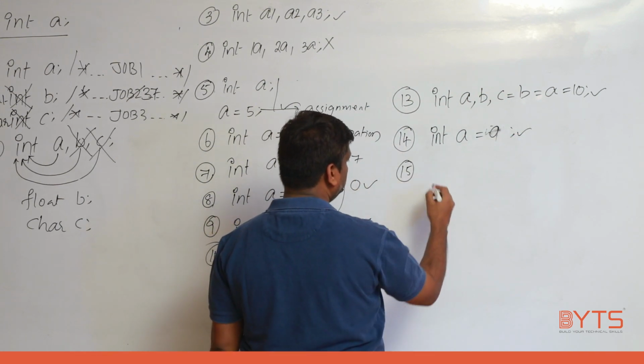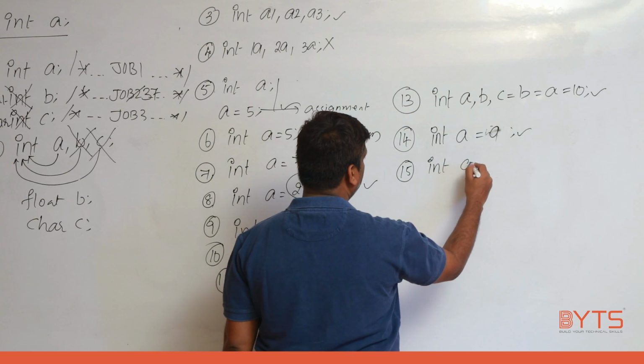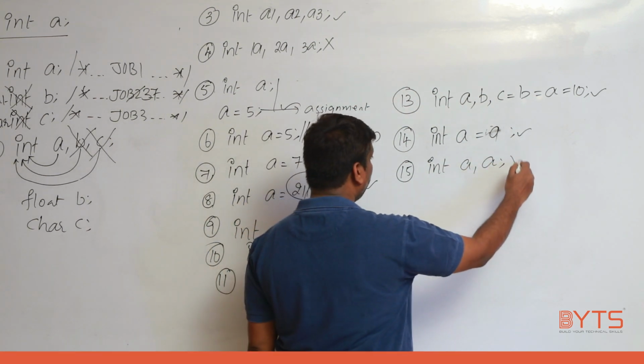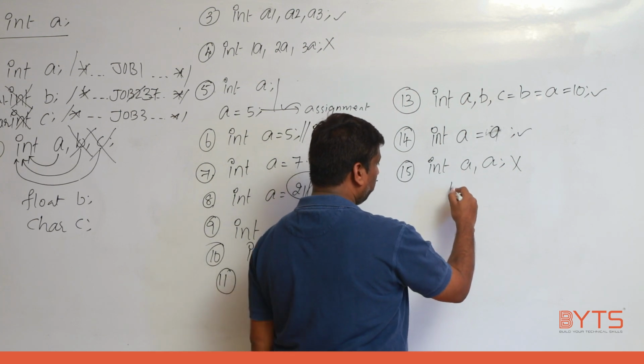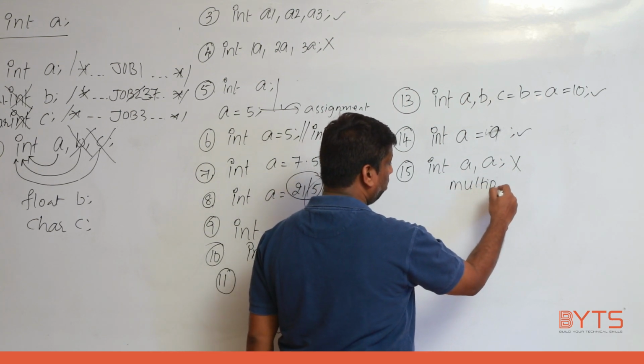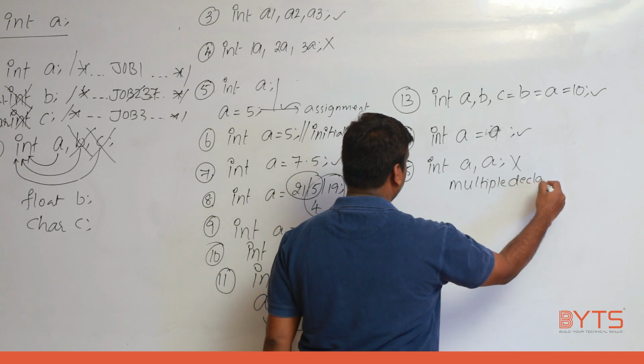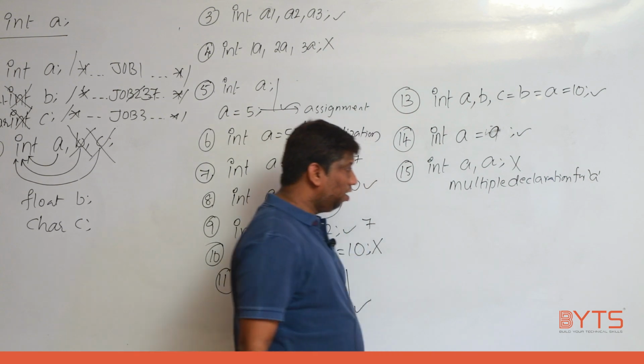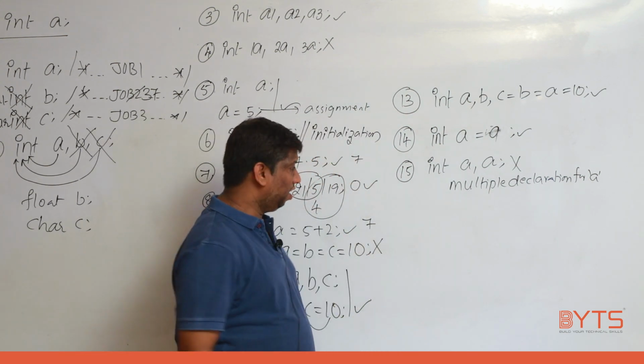15th one. So here, int a, a. Is this valid or not valid? Not valid. Why not valid? Two variables cannot have the same name. The error we are going to get is multiple declaration for a. What error are we going to get? Multiple declaration for A we are going to get.